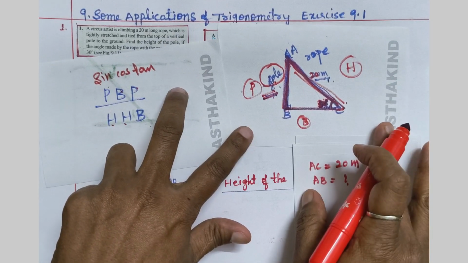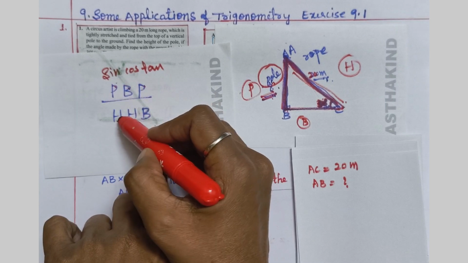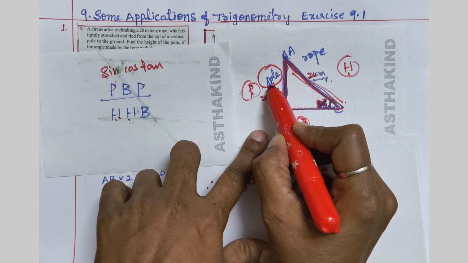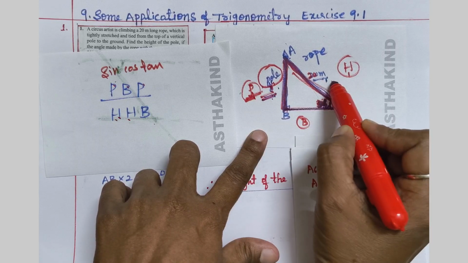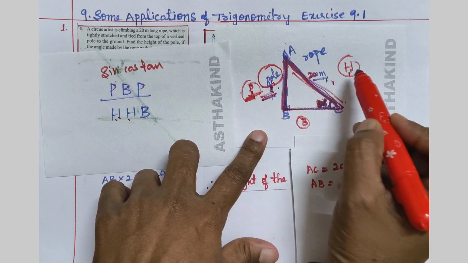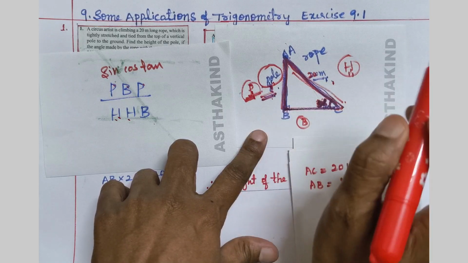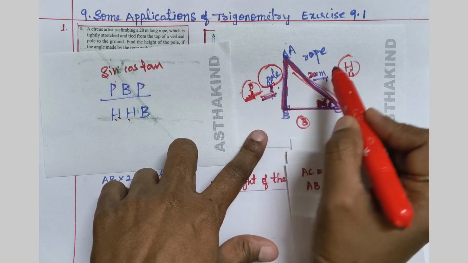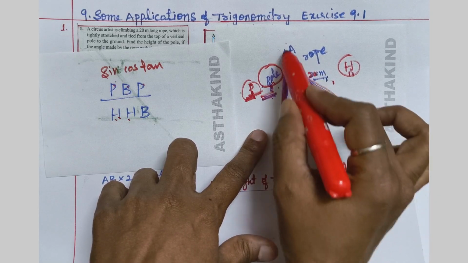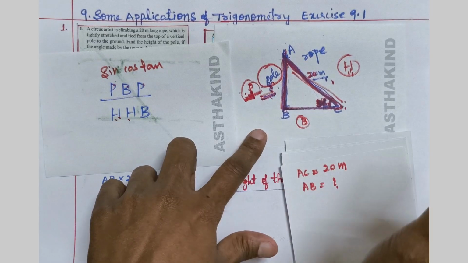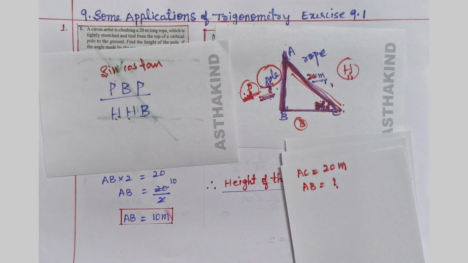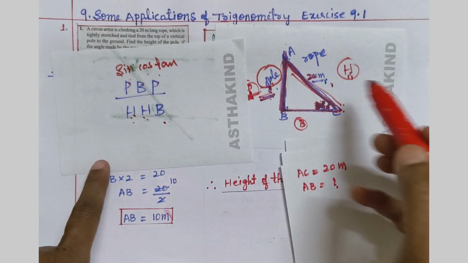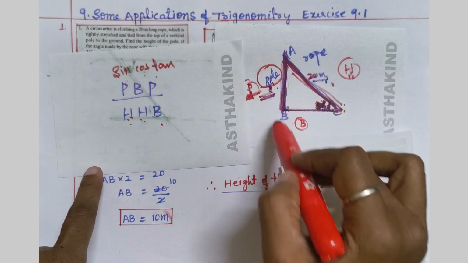So using sine, try to understand. Sine means perpendicular by hypotenuse. Now you want the pole height, so you want the perpendicular. You already know the hypotenuse. Using sine, you will easily get the answer. You already know the angle theta, one side is given, the hypotenuse is given, and the perpendicular is being asked. Every time you think and take sine, cos or tan. Here one angle and one side are given and one more side is asked.